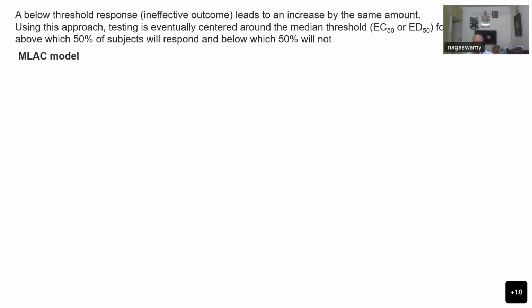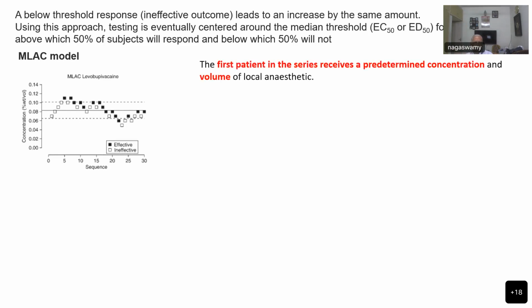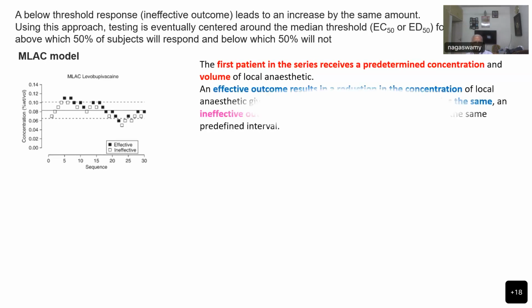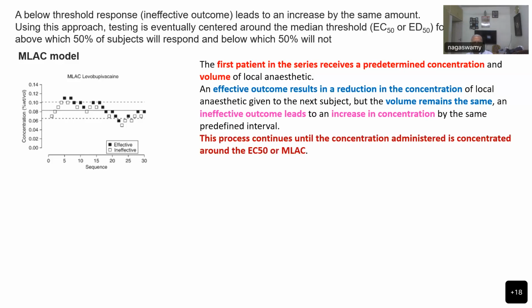Then there is another model called the minimum local anesthetic concentration model. The first one was the up and down model. This is the local anesthetic concentration model. So the first patient in the series receives a predetermined concentration and volume. Then the effective outcome results in reduction in the concentration given, and the volume remains the same. This process continues until the concentration administered is concentrated around EC50 or MLAC.